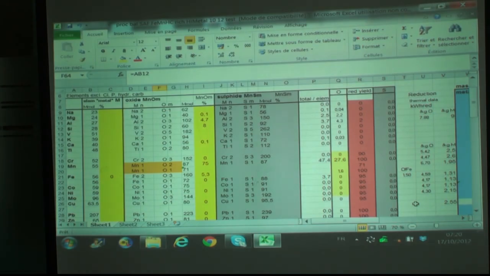And here we have the value in kilojoule per mole. And to be easily used, I want to have this in kilowatt hour per kilo silicon. You see?